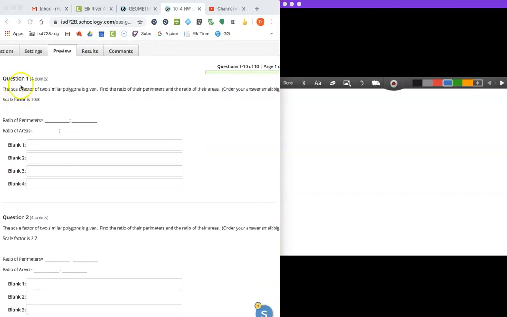Okay, so number 1 says the scale factor of two similar polygons is given. They want the ratio of the perimeters and the ratio of the areas. If it says ratio of perimeters, that is the same thing as saying scale factor. That's what it's asking for, A to B. If it says areas, that's asking for A squared to B squared.